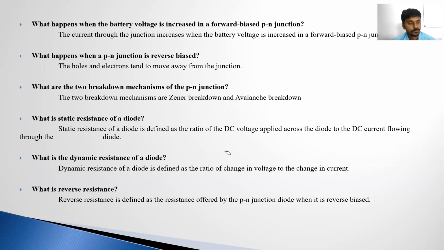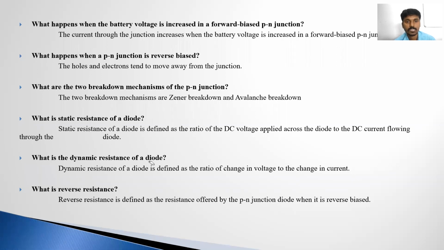V by I is nothing but the DC voltage applied to the PN junction and whatever current is flowing through the PN junction. The ratio between the DC voltage and the DC current flowing through the device can be called the static resistance.